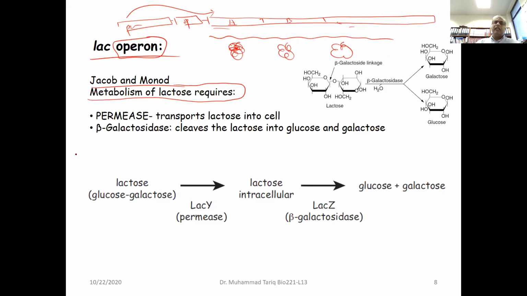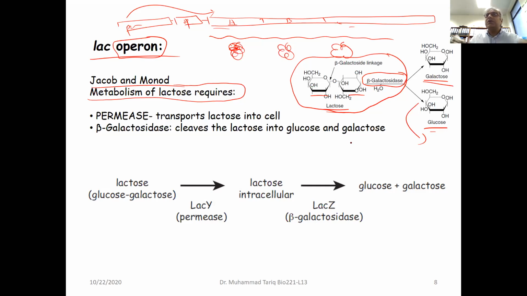Now, why is the lac operon important, or why does bacteria need this? Lactose is an alternate carbon source, as I told you, to glucose. Lactose is broken down by an enzyme in bacteria called beta galactosidase. So lactose is metabolized into galactose and glucose, and bacteria prefers to use glucose for its growth.